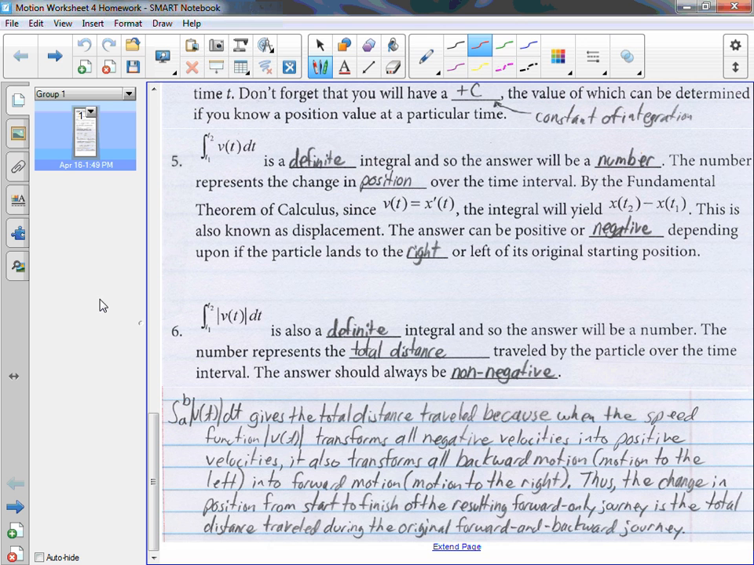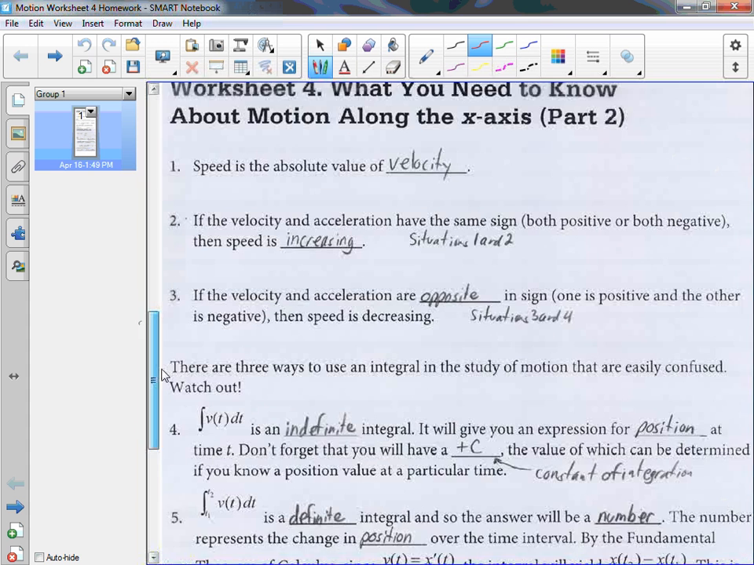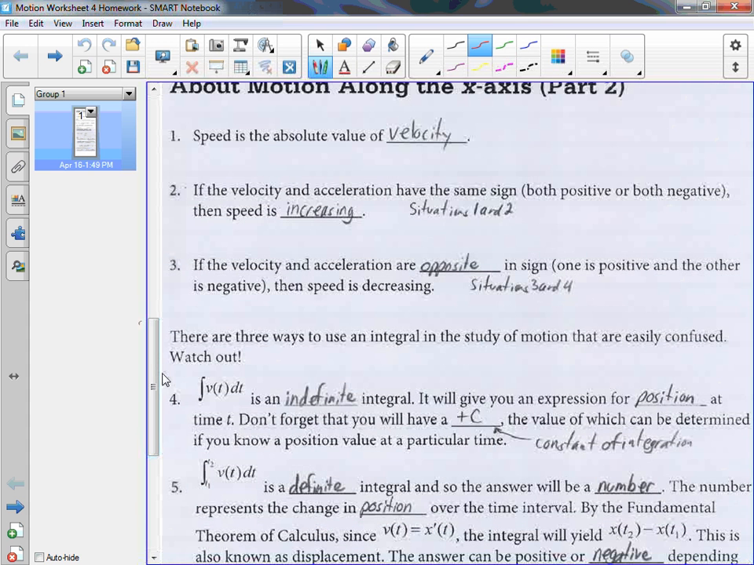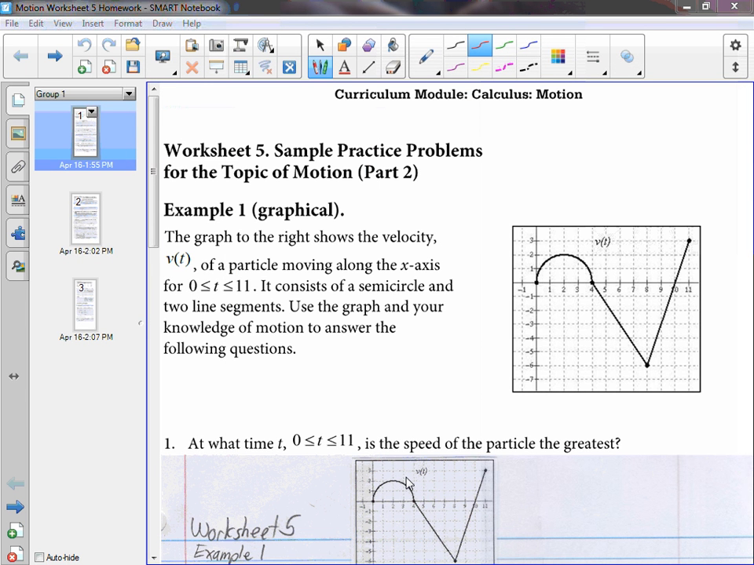Anything else on worksheet 4 you'd like to talk about? Okay. Let me pause for a moment.